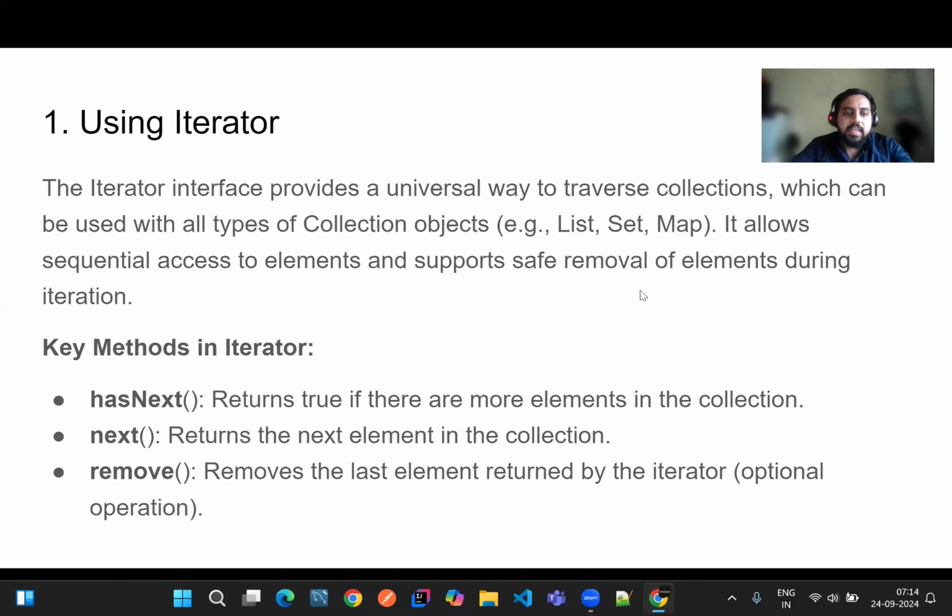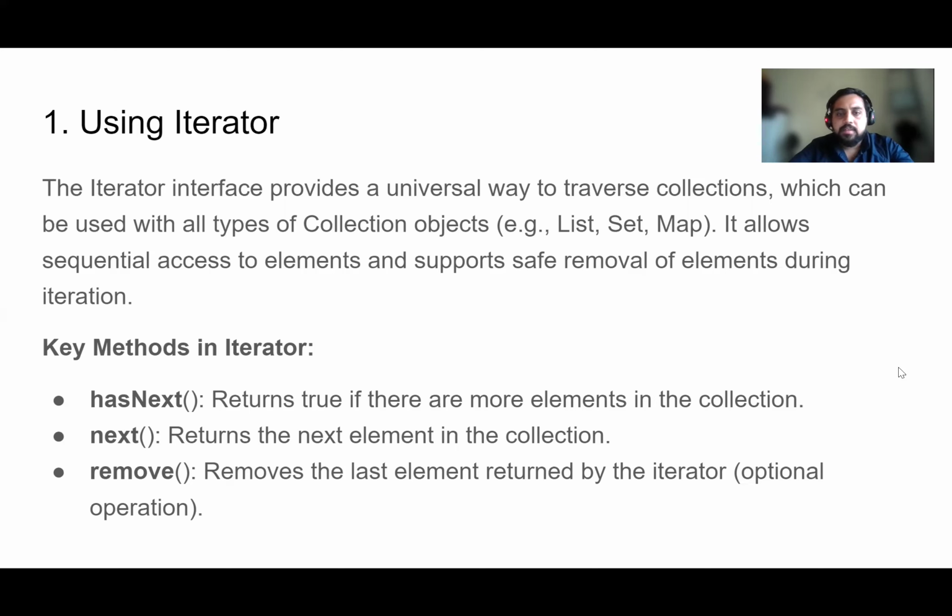So what are the key methods in an iterator? We have a method called hasNext, which means if you call that method, it will return true if there is a next element available in the collection. Otherwise, it will return false. Next, the next method returns the next element in the collection. The remove method removes the last element returned by the iterator, and it is an optional operation. Let's see an example.